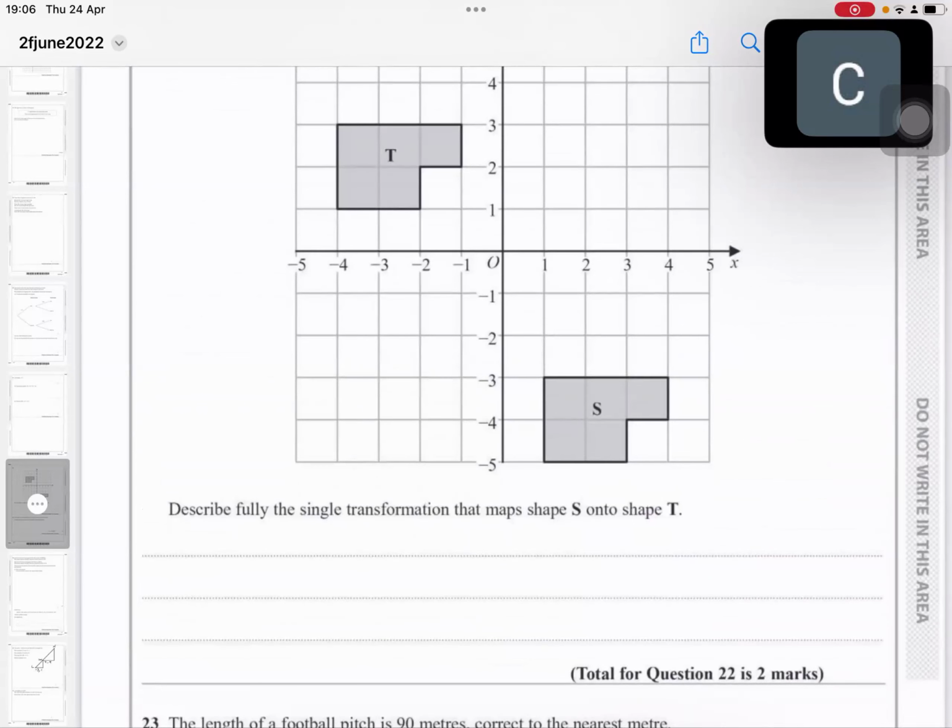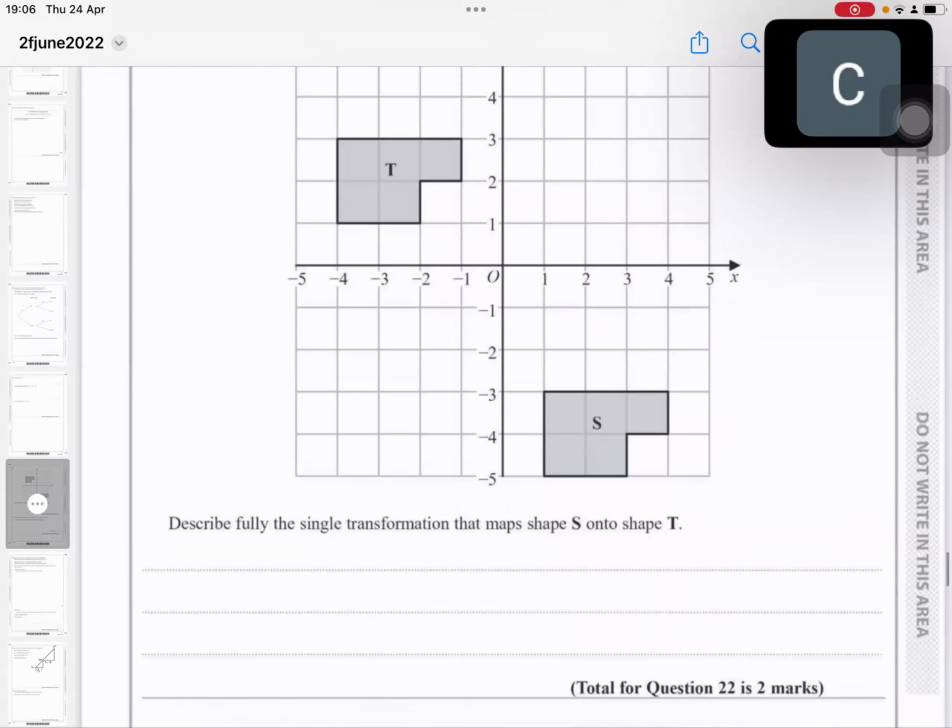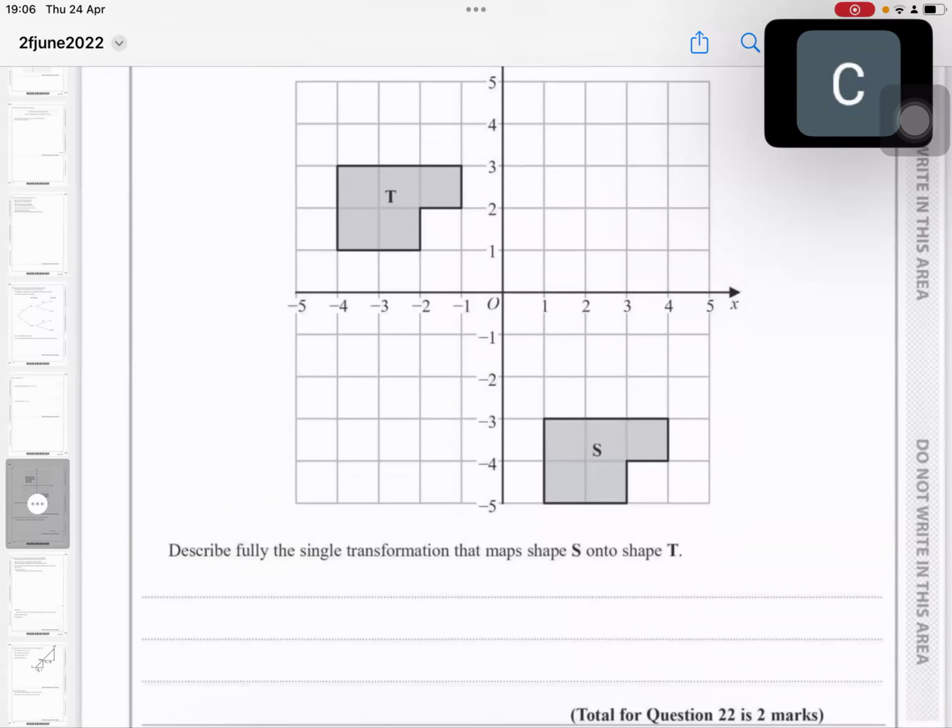This one looks more like it. Can you see? I think this graph does a better job at representing information. Okay, what does it say? Transformation of shape S onto shape T. Are you good with transformations? Is this a translation? Yes, it's more like it.